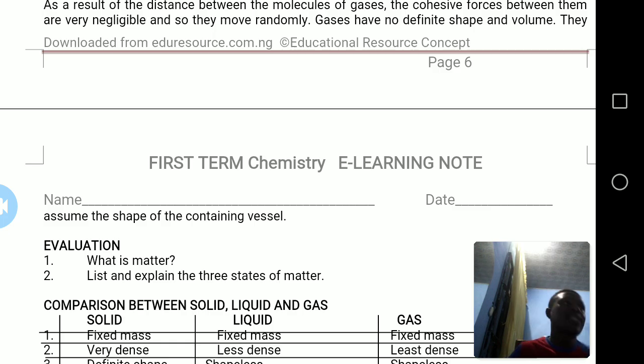So we are saying here that it has no volume, but the cylinder can tell you, this is the amount of the gas that is contained here. And it has no shape because it's like air. Okay, so let's carry on. Hope you're understanding, hope you're following.